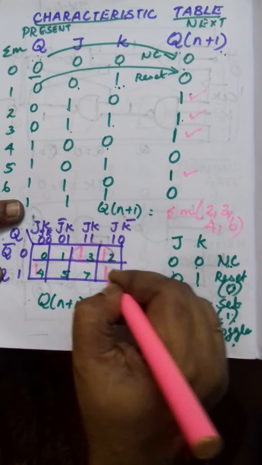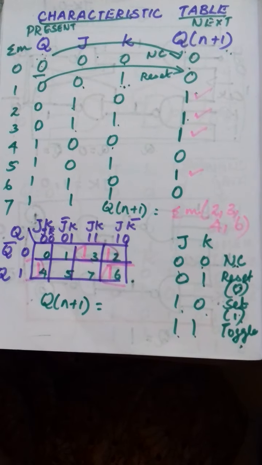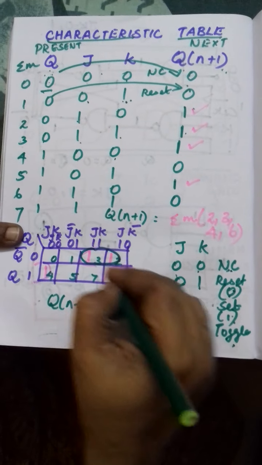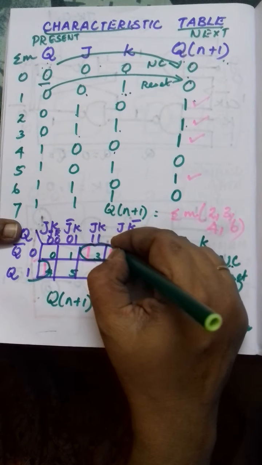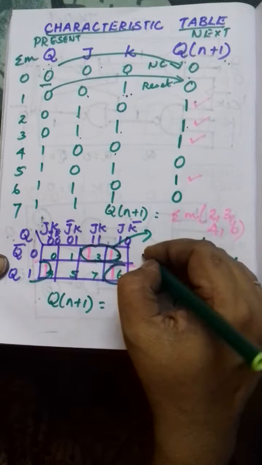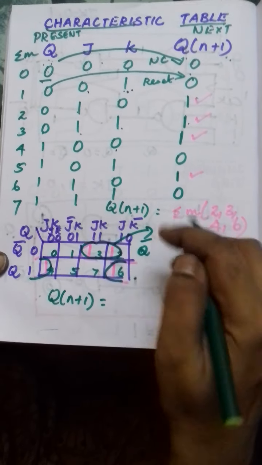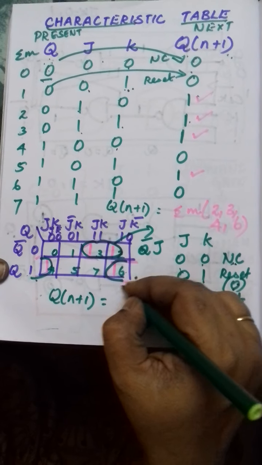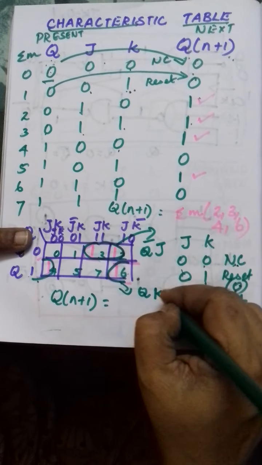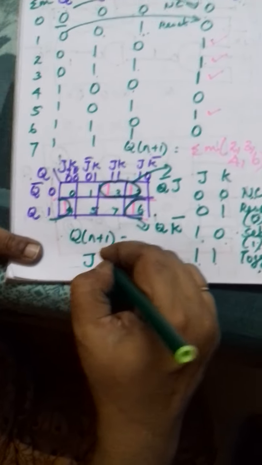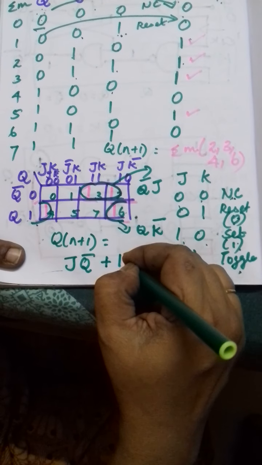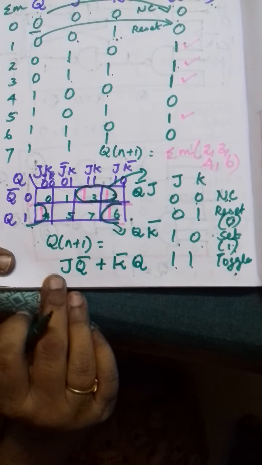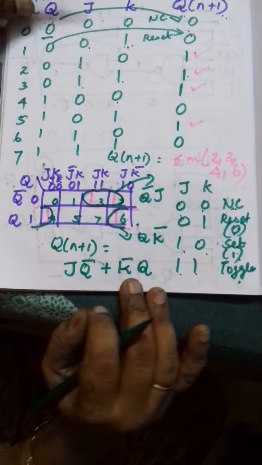Now using your K map, just group it. Okay, so once I group it, join these two things, join these two things. Whichever is common, so Q bar, and over here J, and over here Q, and the other one is K bar. Okay, so now your equation will become J Q bar plus K bar Q. Okay, so this is your final equation, J Q bar plus K bar Q. You already know how to solve it using a K map and write down the expression.